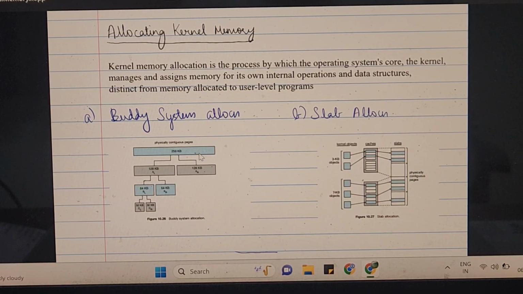So the idea is, in buddy system the memory location is contiguous. In slab allocation it need not necessarily be contiguous. So to keep track, as the intermediary we have a cache. So that's that, kernel memory.